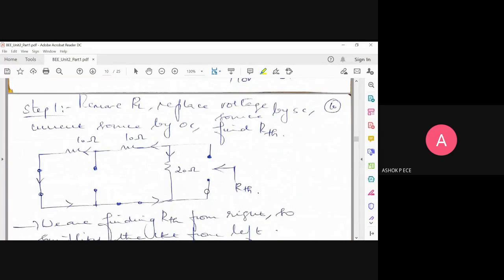See, I have drawn the diagram replacing the voltage source by short and current source by open. And I have also removed my RL. This is my one voltage source. It is shorted. One more voltage source. It is shorted. And current source, you see, I have opened it up. And you have to find RTH looking through your removed component.